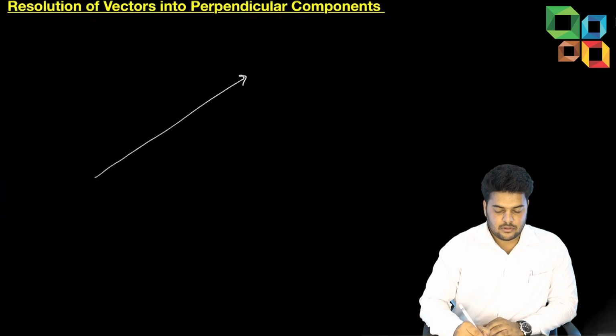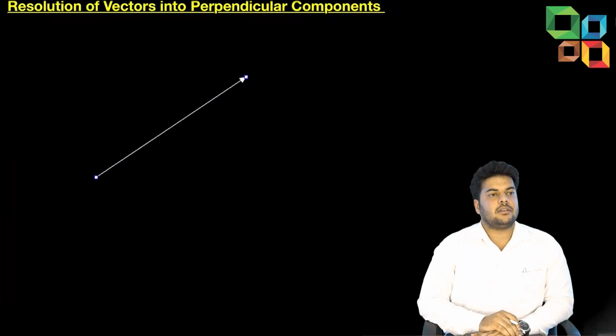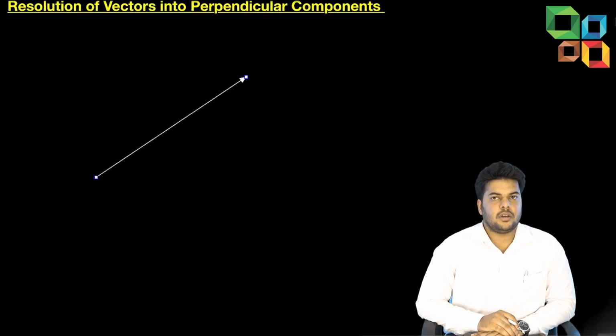So vectors are quantities that have direction and magnitude. This is what I've told you, right? And I've also told you about the way to add vectors. How do you add vectors? How do you add vectors, Rohit? If I give you two vectors, how would you add them?